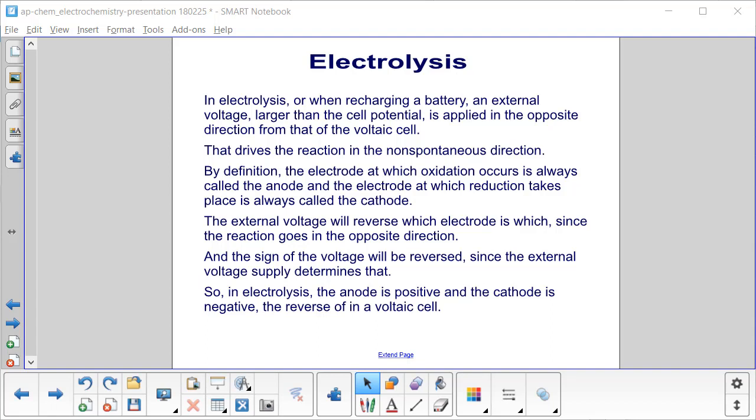By definition, the electrode at which oxidation occurs is always called the anode, and the electrode at which reduction takes place is always called the cathode. The external voltage will reverse which electrode is which, since the reaction goes in the opposite direction. And the sign of the voltage will be reversed since the external voltage supply determines that. So in electrolysis, the anode is positive and the cathode is negative, the reverse of what we see in a voltaic cell.